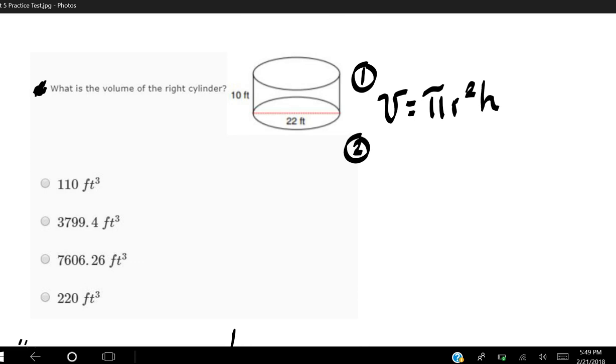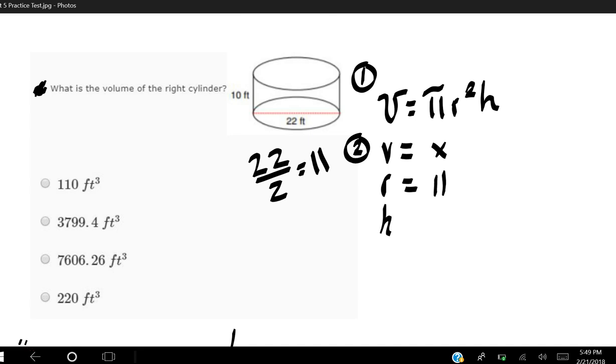Next, we need to label. So we're trying to find our volume. That'll be our x. We know pi. Our radius, well, this is 22, which is the diameter, so we have to divide by 2 to get our radius. So our radius is 11, and then our height is 10.